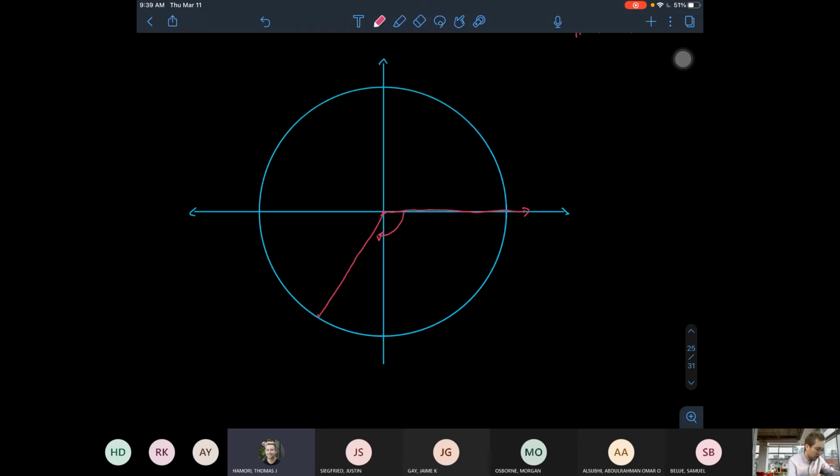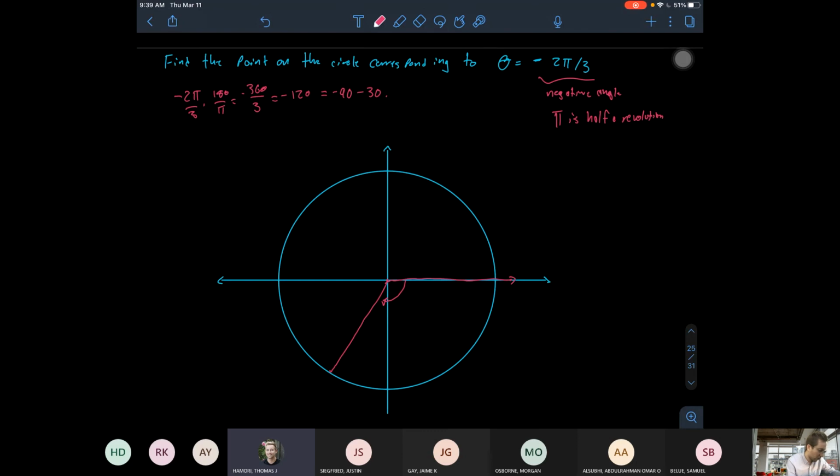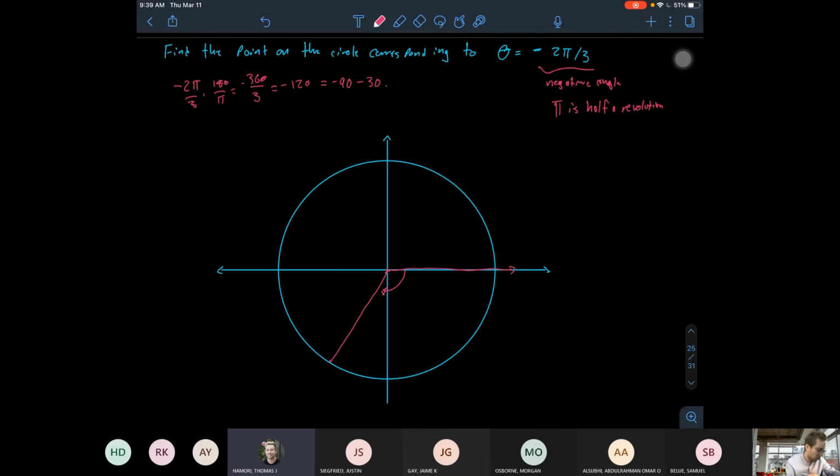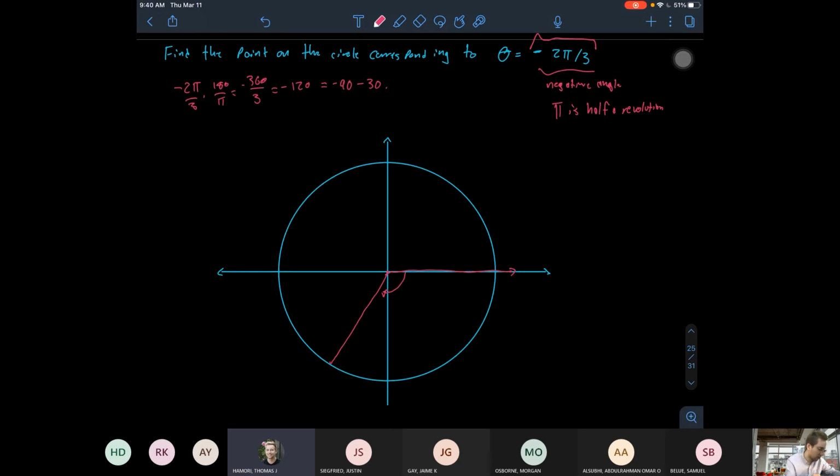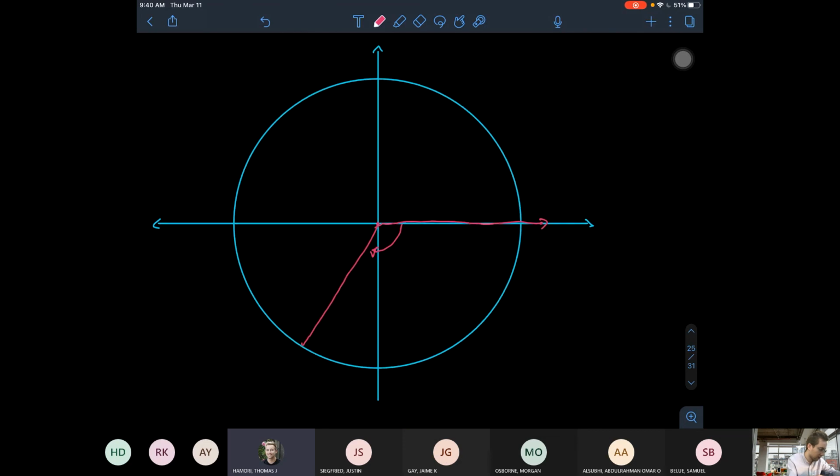You may not be super comfortable working with radians at this point, but after a while you might start to get the hang of it and recognize, well, I know halfway around the circle is pi, so negative 2/3 is almost halfway around the circle in a negative direction. Okay, so we're supposed to find the point on the unit circle which corresponds to this angle theta. This angle is negative 2 pi over 3.